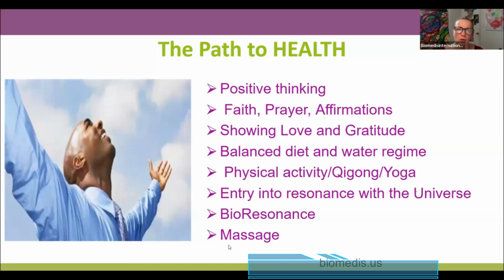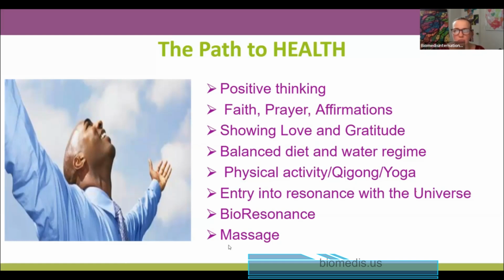show love, gratitude to people, change your attitude to everything around. Of course, balance your diet and water regime, it is very important what you eat, because food can be a poison for you and could be medicine. Physical activity is also very important. Qigong and yoga are very good for stretching and mind calming exercises.